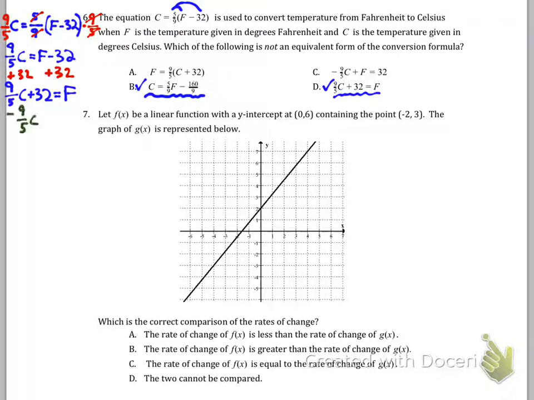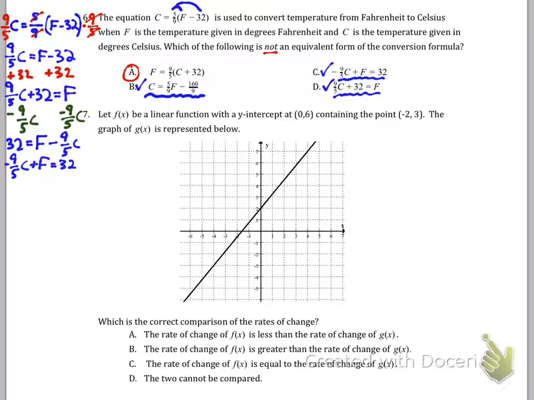Lastly, I'm going to solve for 32 here, so I'm going to subtract 9/5 C from both sides. Notice I'm just moving these around. And now that 32 is by itself, look, we get one of the other equations. Let me rearrange those. I just switched sides and moved them around a little bit. Negative 9/5 C plus F equals 32. That is C right there. So that is also equivalent. So the only one that is not is A, and that is the correct answer.